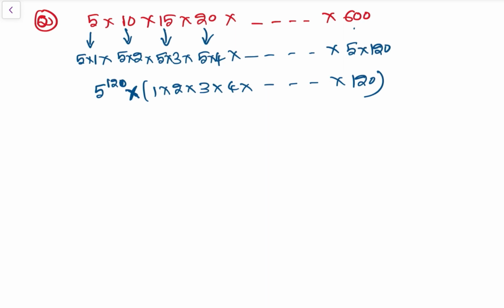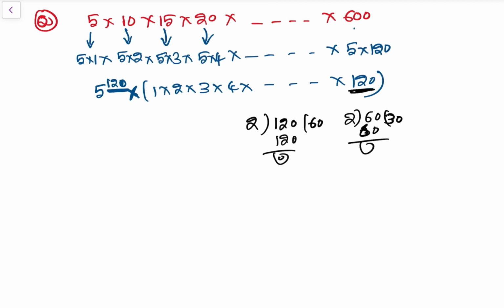So now do we need to find the number of 5s? No, 5s are already 120, and more 5s will come from the rest. So we need to find out the number of 2s. So the number of 2s is this number 120 divided by 2. So 2 60s are 120. Then 60 divided by 2, 2 30s are 60, remainder 0. Then 30 divided by 2, so 2 15s are 30, remainder 0. Then 15 divided by 2, so 2 7s are 14, remainder 1.